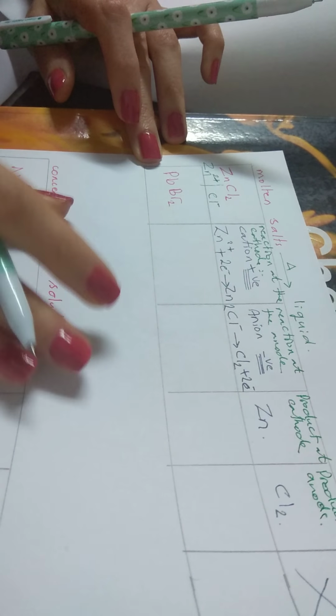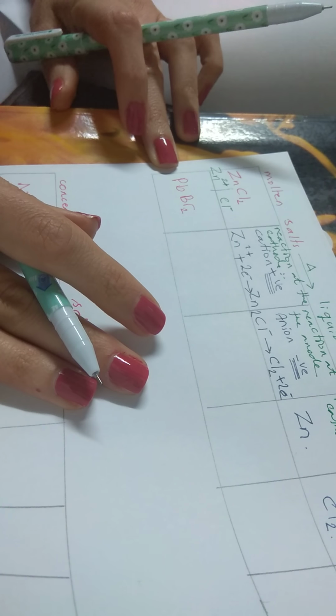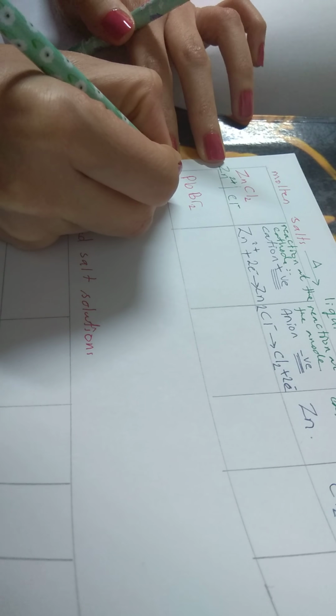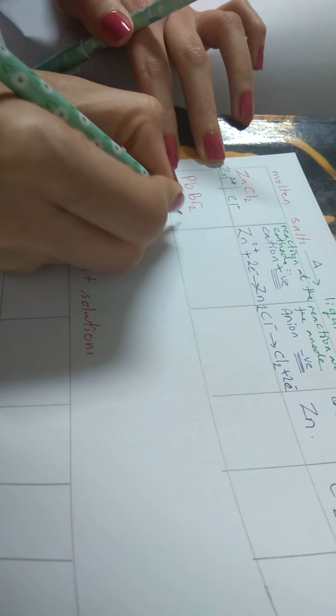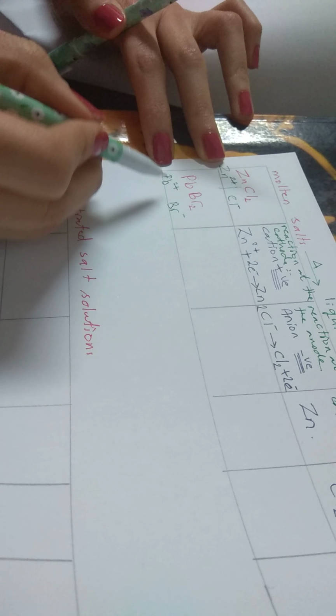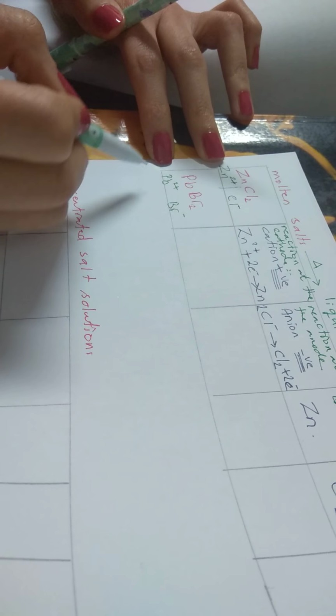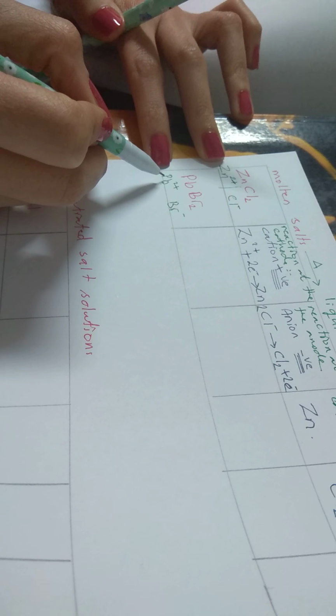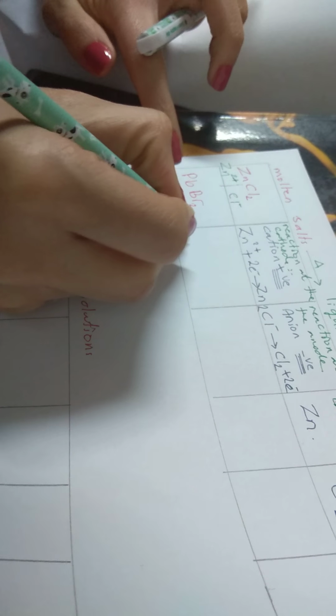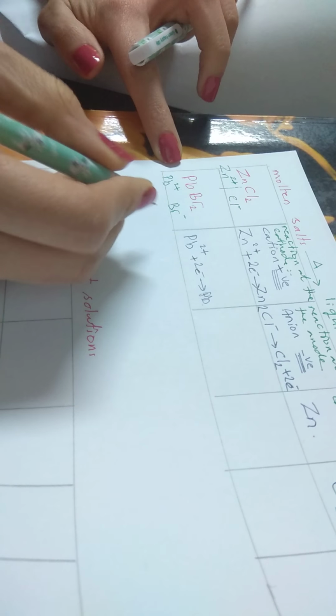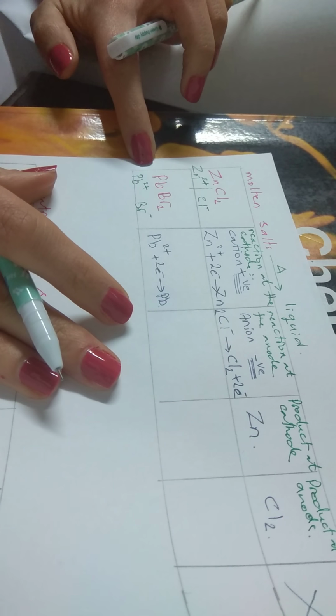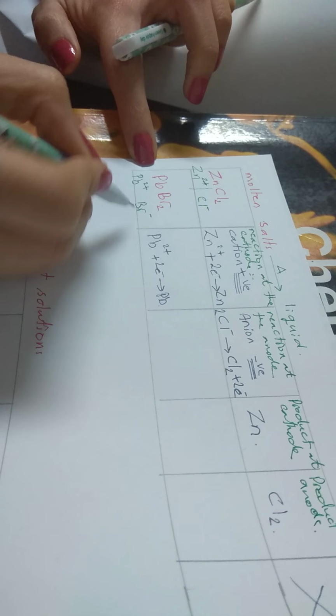For the second one, PbBr2. Also, we have two types of ions. We have the Pb2+ and the Br-. Pb2+ and Br-. Okay, at the cathode we will have the positive ion, so Pb2+, it will accept electrons and the product will be Pb, lead. At the anode, we will have the negative ion.